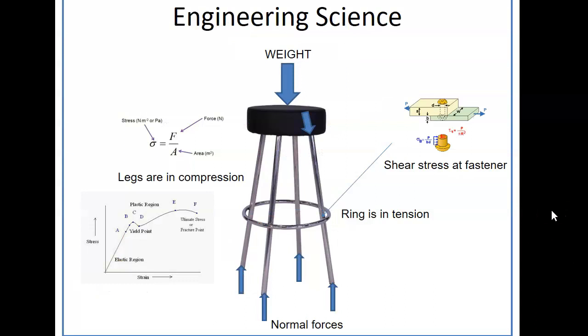This is a really good example. So take a simple example of a stool. You can think about how weight is going to be applied to the stool, how that force is distributed through the legs to the ground, how the ground is going to push up on the stool, how you have this ring which is going to keep the legs in place using tension, how that ring is attached with screws, and how you have to think about shear for that fastener.